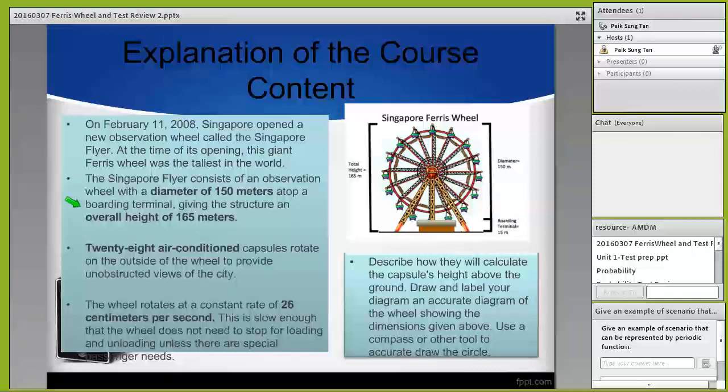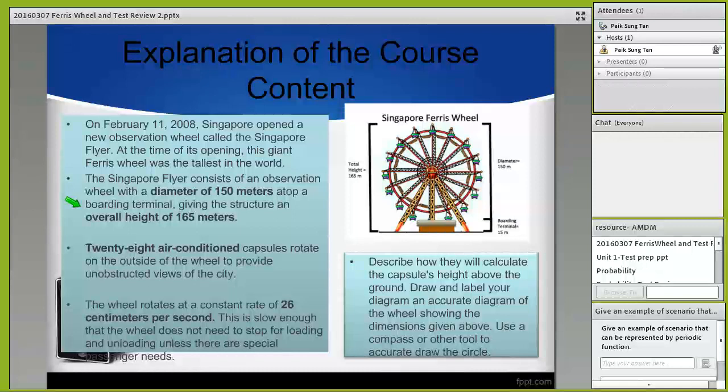28 air-conditioned capsules rotate on the outside of the wheel to provide unobstructed views of the city. The wheel rotates at a constant rate of 26 centimeters per second. This is slow enough that the wheel does not need to stop for loading and unloading unless there are special passengers needs. Describe how they will calculate the capsule height above the ground. Draw and label your diagram.